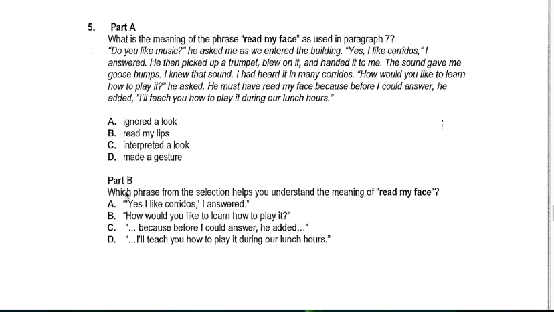Part B. Which phrase from the selection helps you understand the meaning of "read my face"? A. "Yes, I like corridos," I answered. B. "How would you like to learn how to play it?" C. Because before I could answer, he added. Or D. "I'll teach you how to play it during our lunch hours."